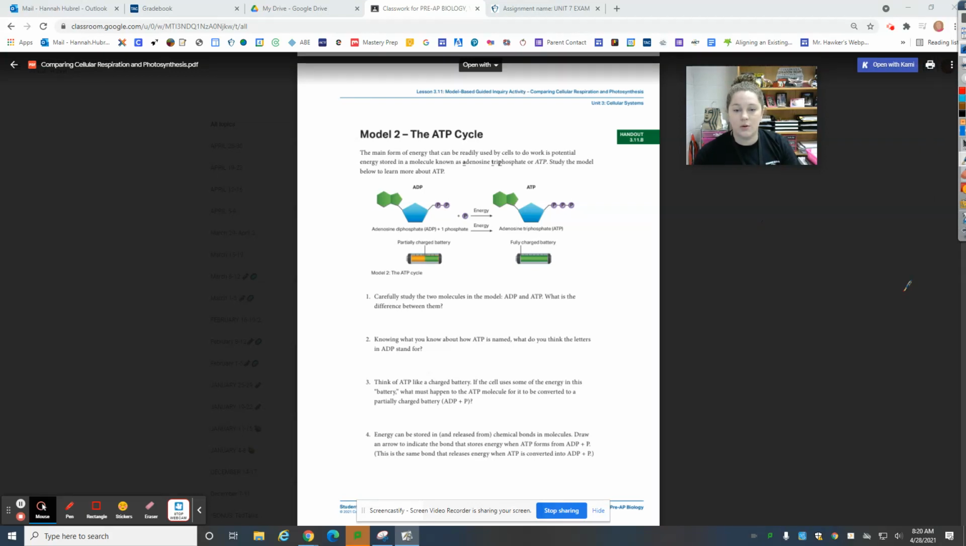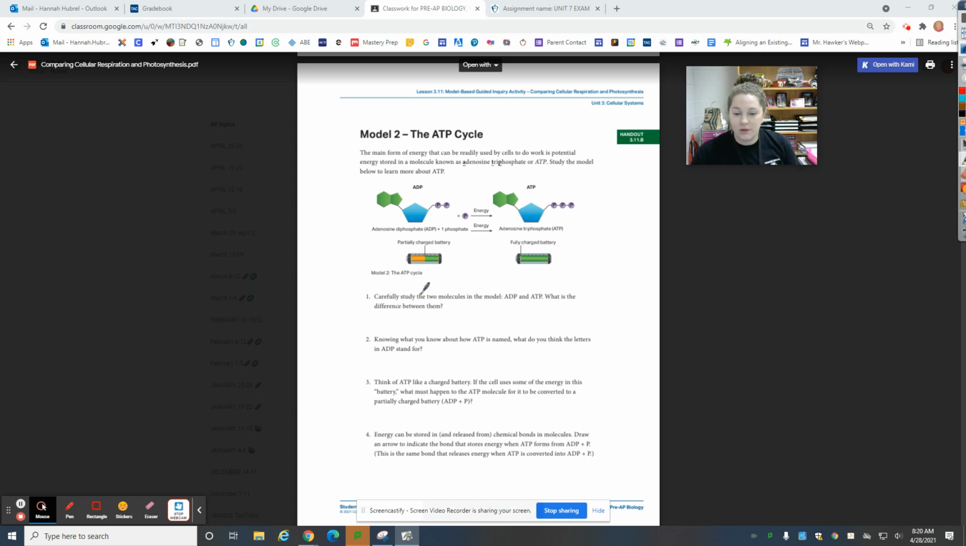Alright guys, so this one, we are going to look at the molecules of ADP and ATP. So this says the main form of energy that can be readily used by cells to do work is potential energy stored in a molecule known as adenosine triphosphate, or ATP. Study the model below to learn more about ATP.